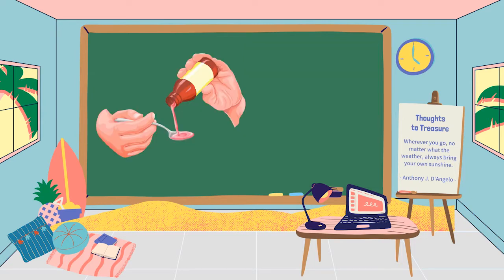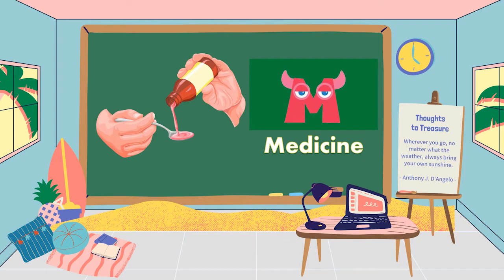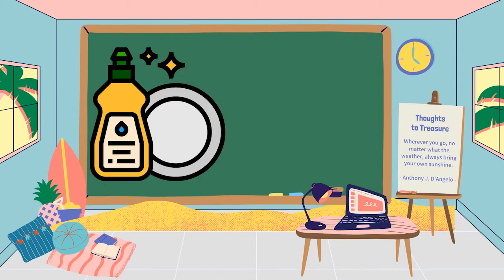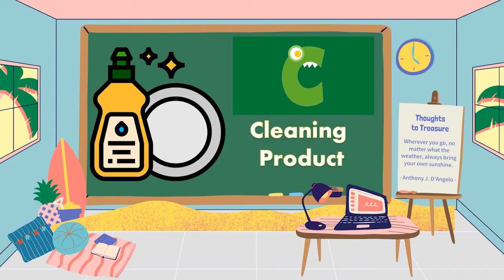Number 9. Cough syrup. What's your answer? Great! The correct answer should be letter M, because cough syrup is a medicine. And number 10. Dishwashing liquid. Your answer, please. Great! That's correct. The answer should be C, because dishwashing liquid is a cleaning product.